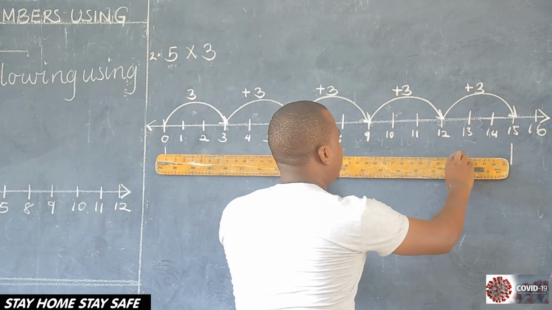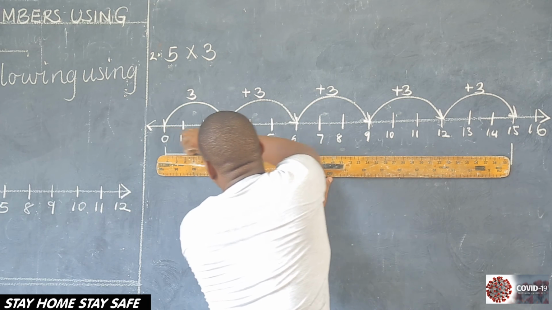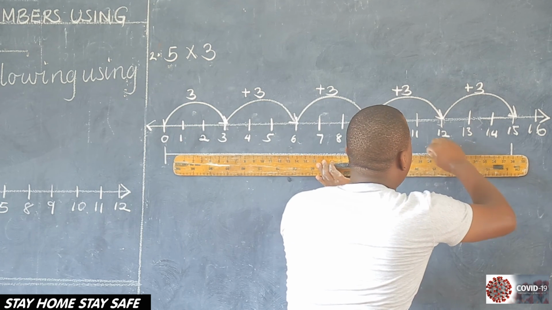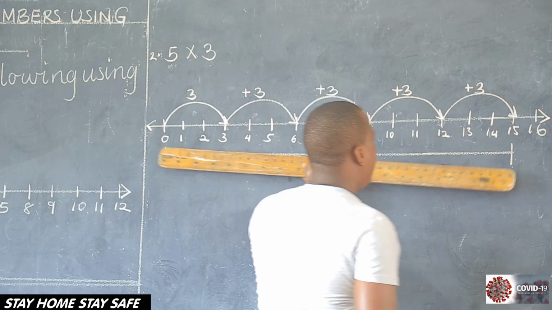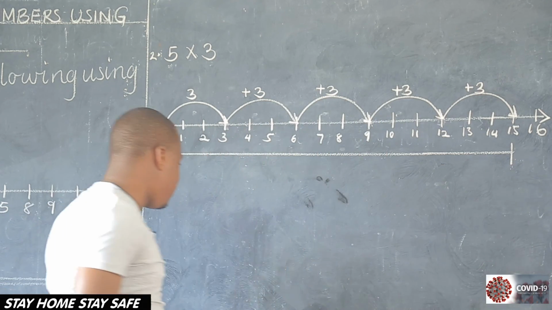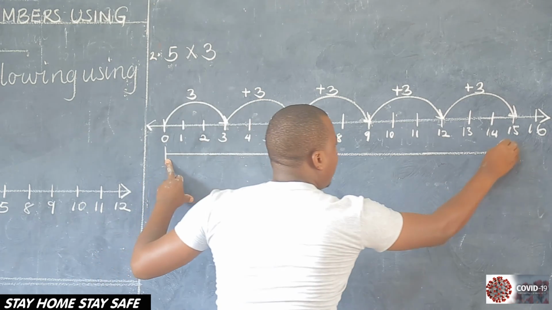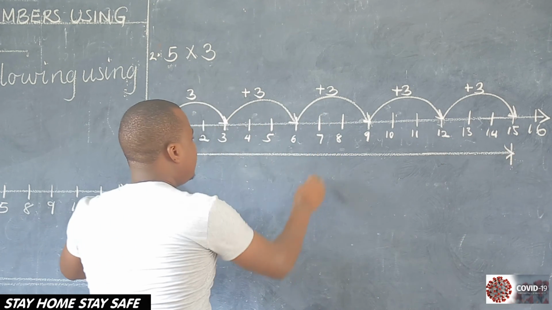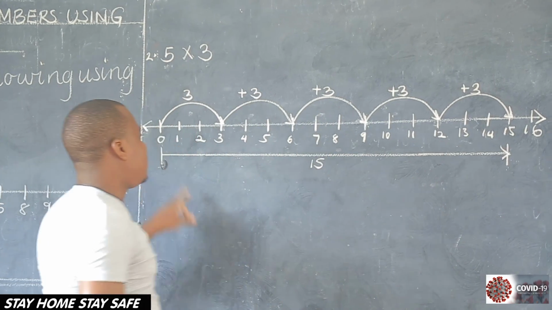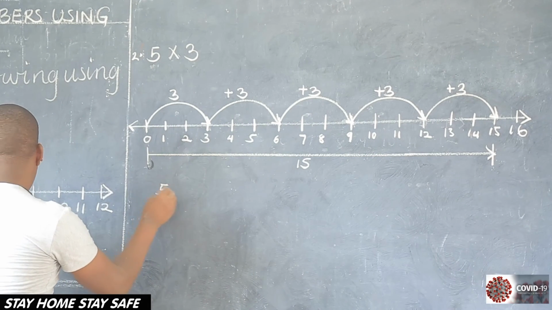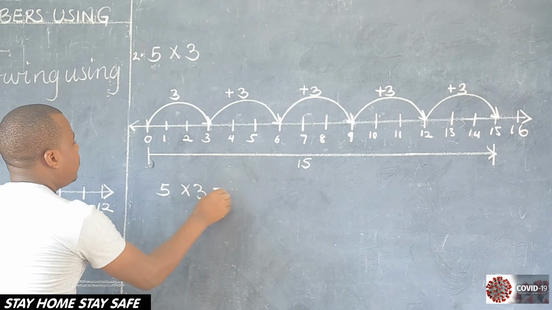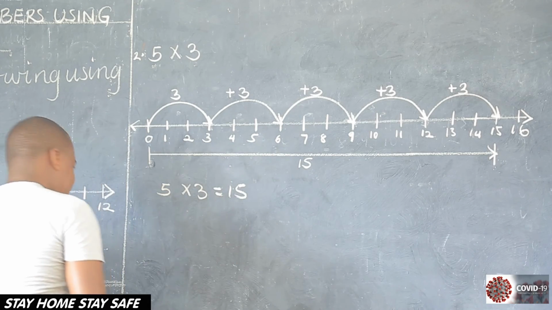So it will begin from 0, then join. You see how this one is long. So make sure you make long number lines. They can even count up to 20. So where will my arrow be? Where I have stopped. And this is 15. Therefore, 5 times 3 equals 15.